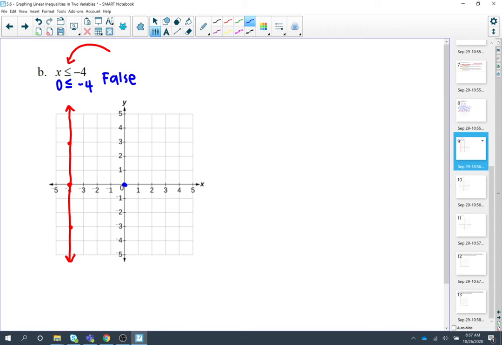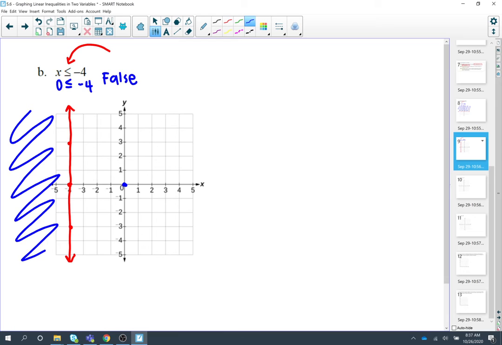So because this is false, I do not shade over here. That's not true, which means I would shade over here. This is the true part, anything over here. So if x is -5, -5 is less than -4. Yes, that's true. If x is -10, -10 is less than -4. Yes, that's true, etc.